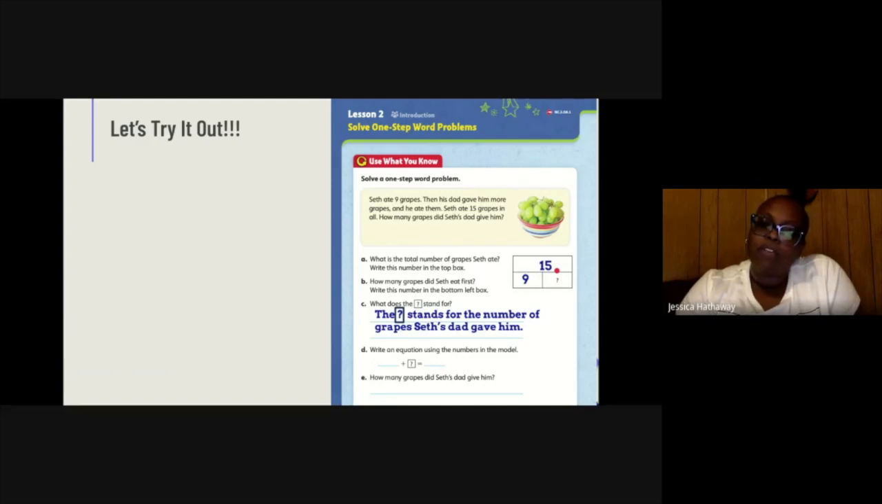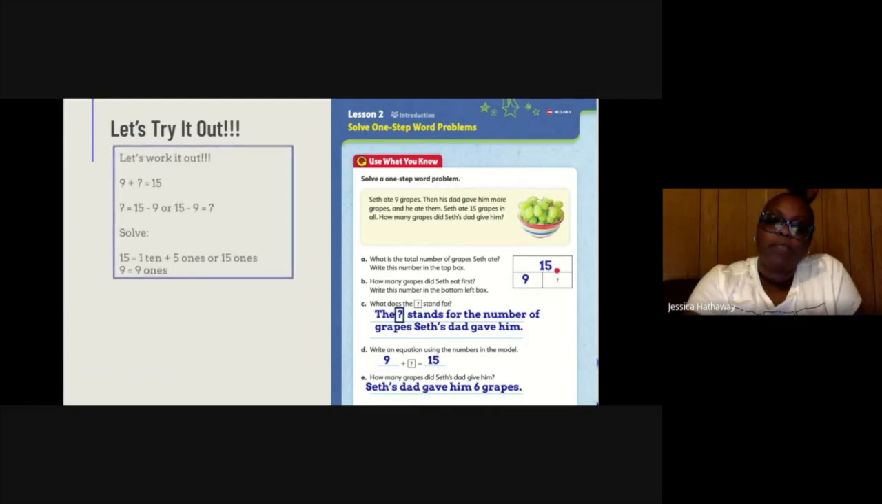So now we're going to write an equation in the model. We have blank plus the question mark equals a sum. I suggest writing it like this. We have 9 because that's how many we know he ate first, and we know he ate 15 in all. So now, how many grapes did Seth's dad give him? Well, Seth's dad gave him 6 grapes. So let's work this out so you can see how we solve this.